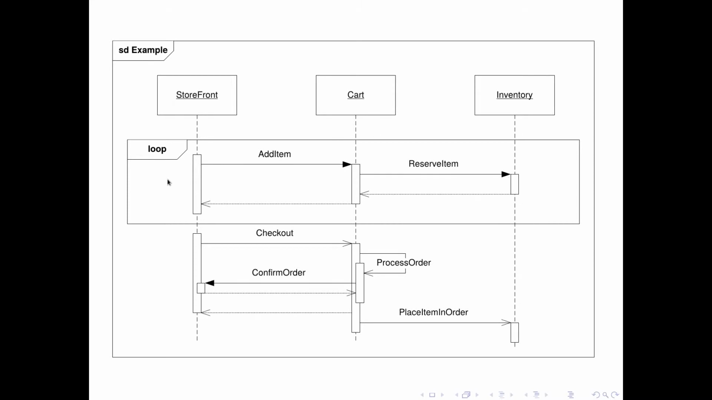And after you're done doing this in a loop, you go to checkout in the storefront. You click on checkout, which goes to the cart, and it looks at all your items. So it calls a process order for the items in your cart, and then goes back to the front saying to confirm. If you confirm it, it will go back there and then place the order in the inventory. Okay, so it shows very nicely, and this is labeled as an example. You can put a label on a diagram like this.